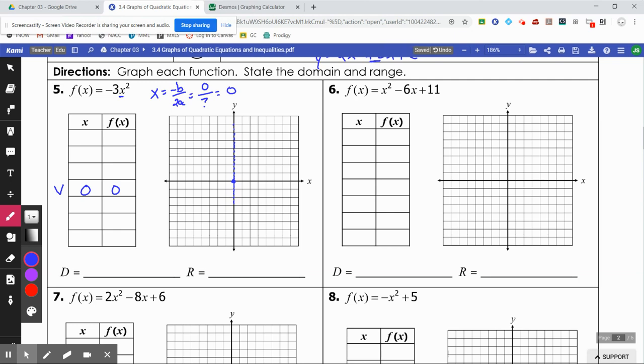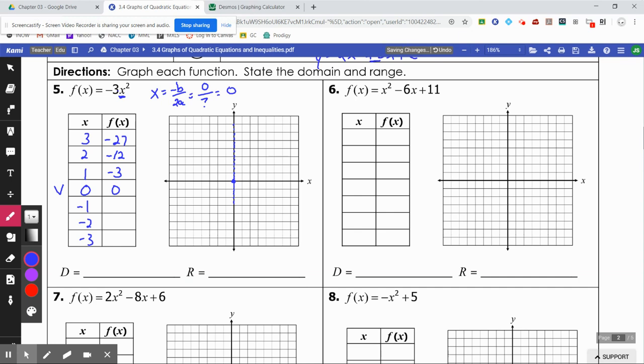Now to find points on each side, just count up and count down. And you'll see that it's going to make it, again, so much easier to find this vertex first. To find these other points, we're going to plug in 1. Plug in 1 gives you negative 3 times 1 to the second power. That'll be negative 3. We're going to plug in 2, negative 3 times 2 to the second. Make sure you follow order of operations. You got to square 2 first. That's 4. Negative 3 times 4 is negative 12. Square 3 first. 3 to the second is 9. Negative 3 times 9 is negative 27.